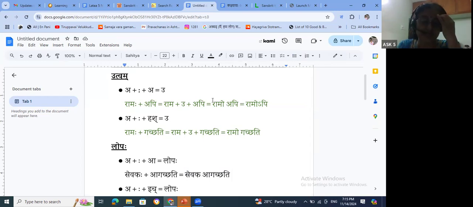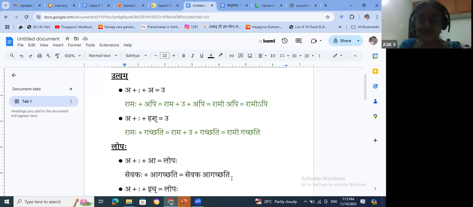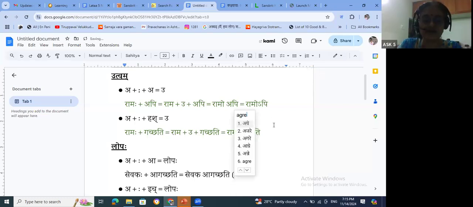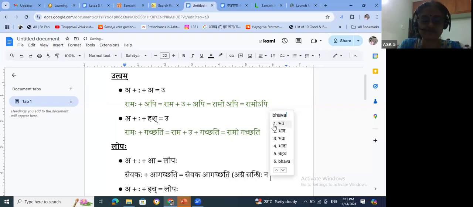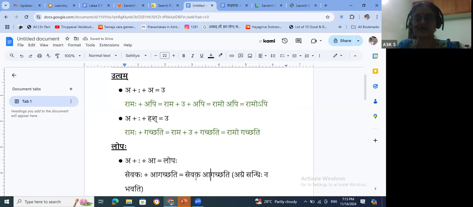Can I do one more sandhi? Here I did Rama plus u become Ramo because of guna. But here can I do? No more sandhi is allowed. Agre sandhi na bhavati. There will be no more sandhi. When lopa happens, we should not touch it. That's all.